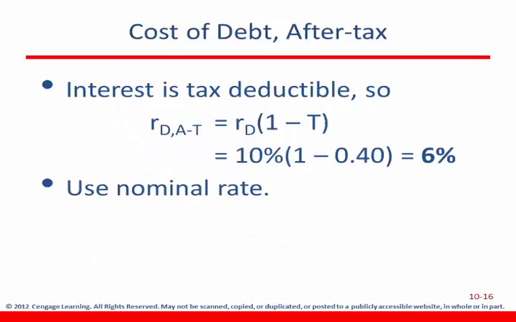Don't forget, though, you can make this what we call the after-tax cost of debt, and you can do that simply by multiplying that by 1 minus T. In that case, this would then be 6%.